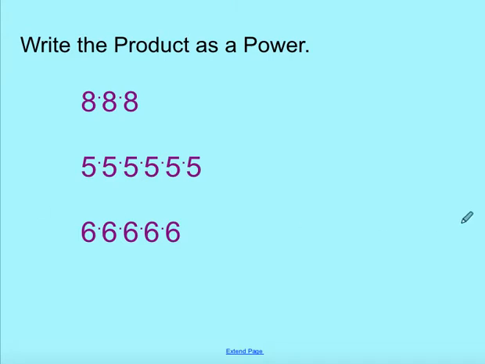Write the product as a power. Well, if I have 8 times 8 times 8, that's telling me that the base is 8, and I'm multiplying it together 3 times. Second one, base is 5, multiplied together 6 times. Base is 6, multiplied by itself 5 times.